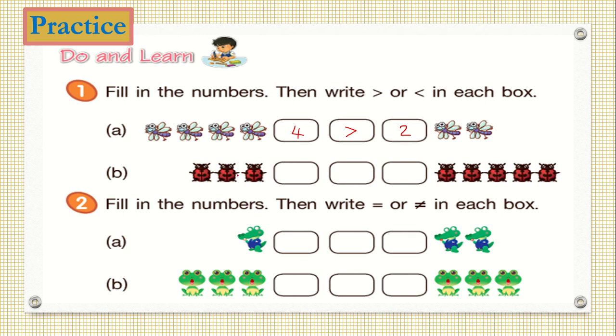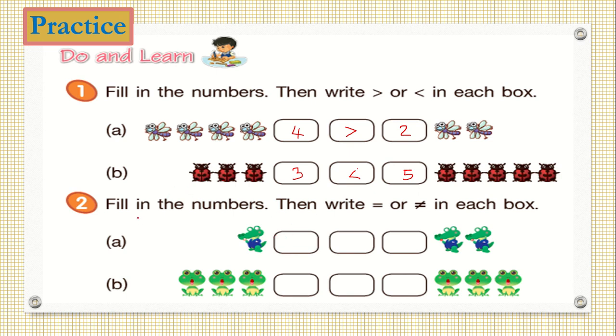That's great. So now I want you to think about B. What do you think? How many pictures do we have? 1, 2, 3. Okay. What about here? 1, 2, 3, 4, 5. So what do you think? 3 is small, so we say 3 is less than 5. That's good. Okay.